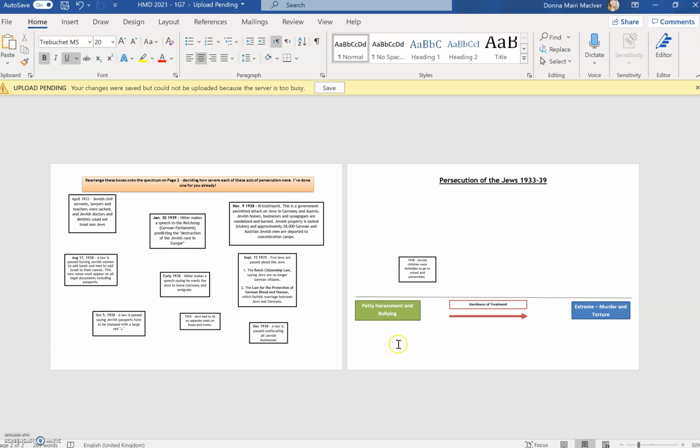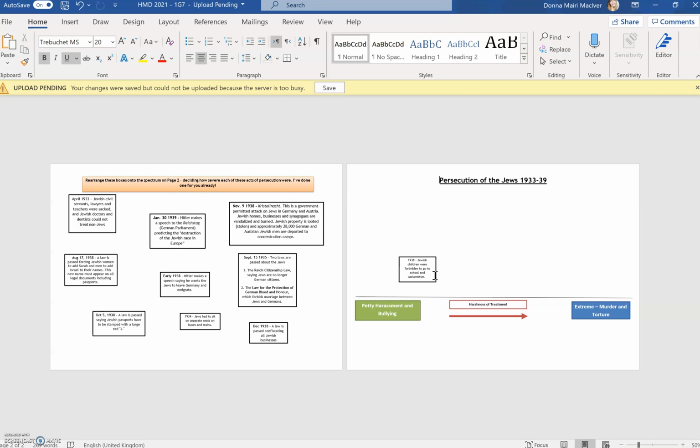The spectrum already starts pretty difficult. You can see there petty harassment and bullying, because we know that bullying itself is really awful. So that's where we're starting off. And what we want to do is, I've done one for you already. This box was over here. It says 1938, Jewish children were forbidden to go to school and universities.